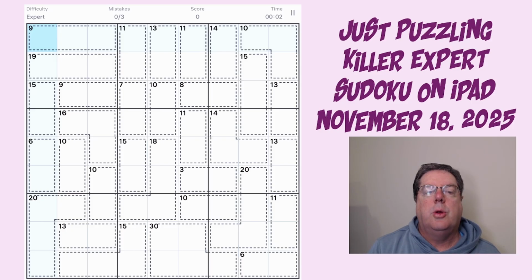Today we're doing Killer Sudoku at the expert level on my iPad. I'll go through the rules of Sudoku, then I'll show you how to do Killer Sudoku and the cages, and then we'll get into solving it.